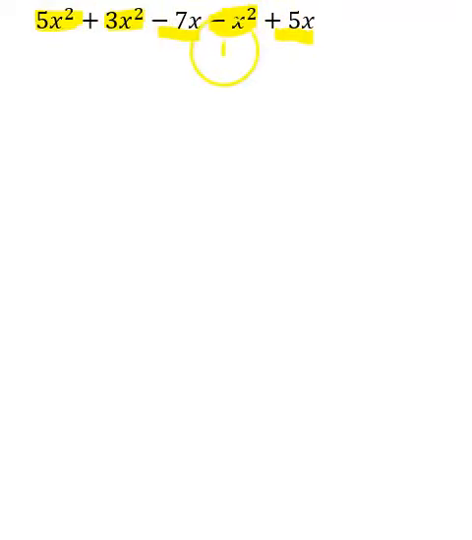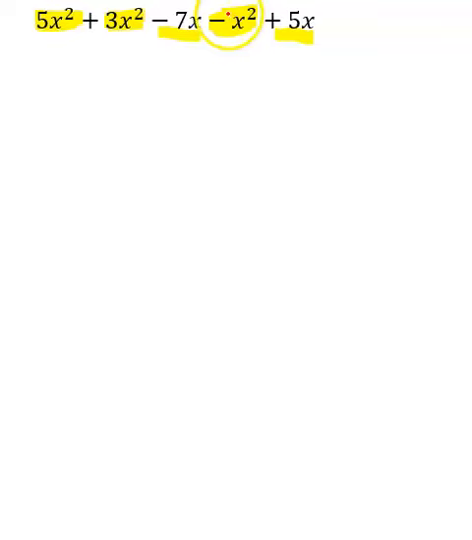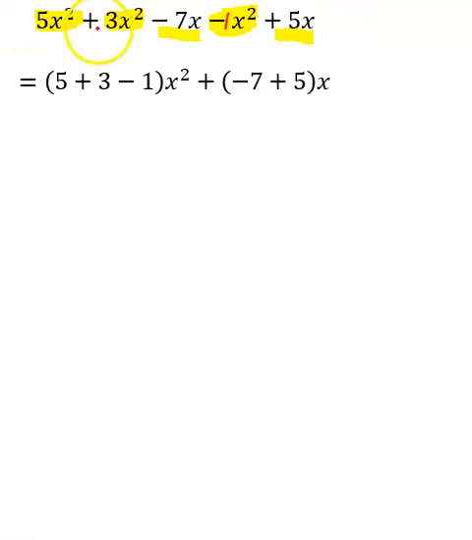Now, when we combine like terms, we only add the numbers in front of them. So we look at how many x squareds we have. We have 5 of them here, 3 of them here, together gives us 8, and then take away 1 of them. Notice there's not a number in front of that x squared, which means 1 copy. So we're going to add 5 and 3 and minus 1. And similarly for these two terms with x's, we take the numbers in front of them, -7 plus 5. As you can see, 8 minus 1 is 7 x squared.